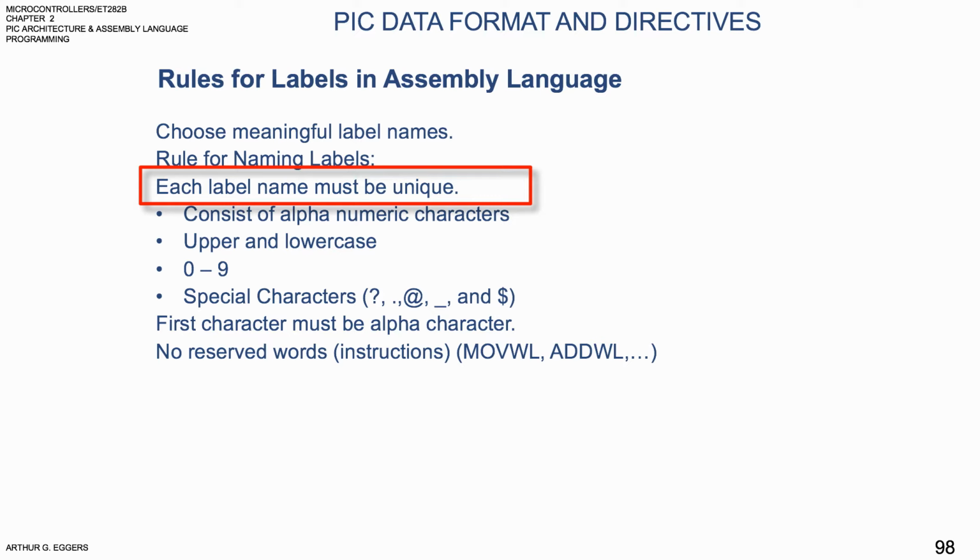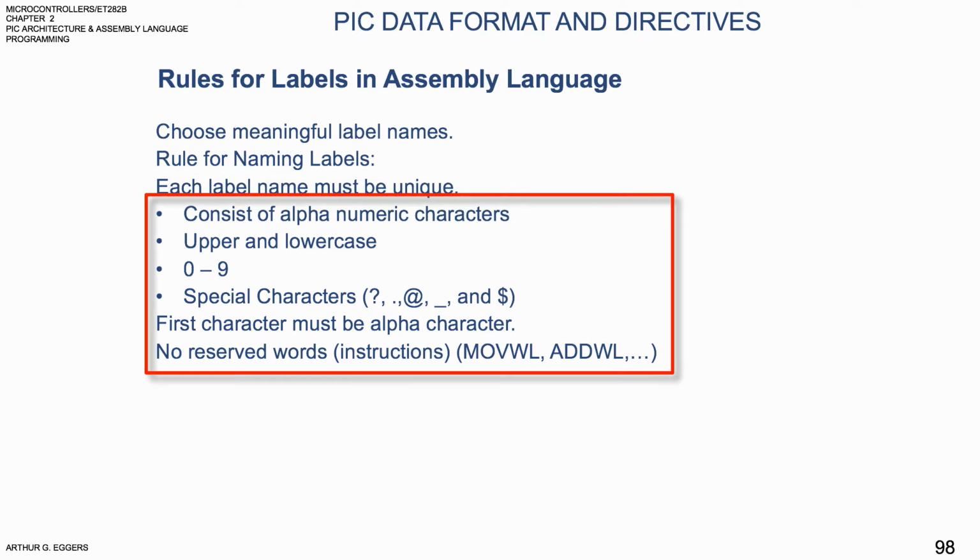The names used for labels in assembly language programming consist of alphabetic letters in both upper and lower case, the digits 0 through 9, and special characters like the question mark, a period, the @ sign, the underscore or the underline, and the $ sign. The first character of the label, though, must be an alphabetic character, so you cannot use a number.